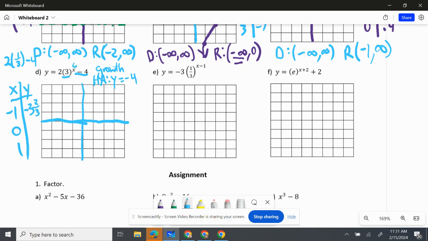When I plug in a 0, anything to the 0 power is 1. So that would be 2 times 1 minus 4, which is -2. And then if I plug in a 1, what I would get is 2 times 3, which is 6, minus 4, which is a 2. Our horizontal asymptote is at -4. And then when we plot our points, we have -1, -2 and 2/3, -2 for 0, and 1 is 2.